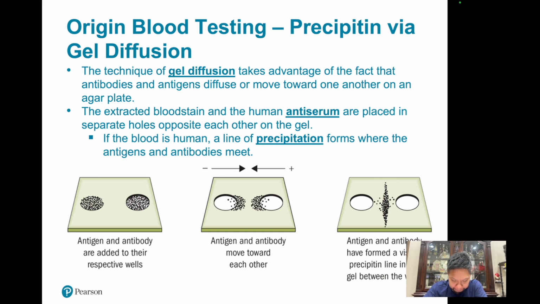Antigen and antibody are added to their respective wells, and antigen and antibody move towards each other. Antigen and antibody have formed precipitin between the gel lengths. Okay, so the extracted blood stain and the human antiserum are placed in separate holes on the gel, right there and right there. If the blood is human, a precipitin line will form where antigens and antibodies meet. So here's our line right here, right? And if that meets, then you know it's human blood.